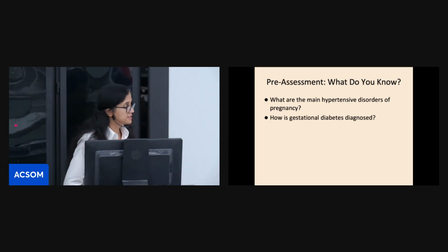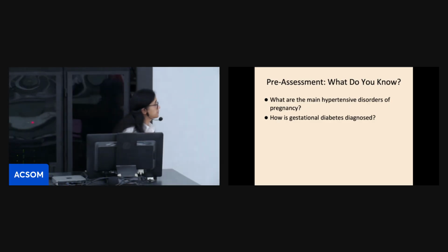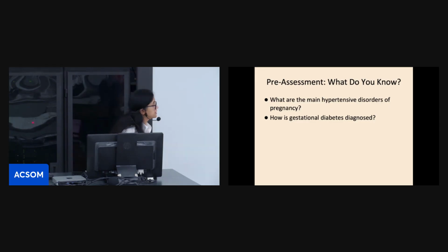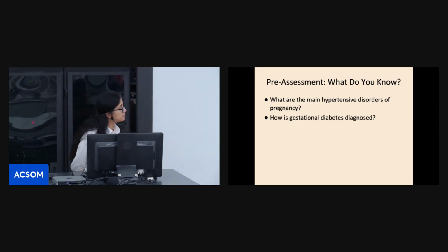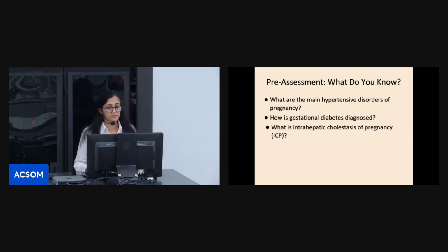How is gestational diabetes diagnosed? If you remember way back 4 days ago on Monday, we talked about gestational diabetes a little bit, and we talked about how in the second trimester, that's when you're going to see the most insulin resistance in a pregnancy. So that's often when we start to diagnose.